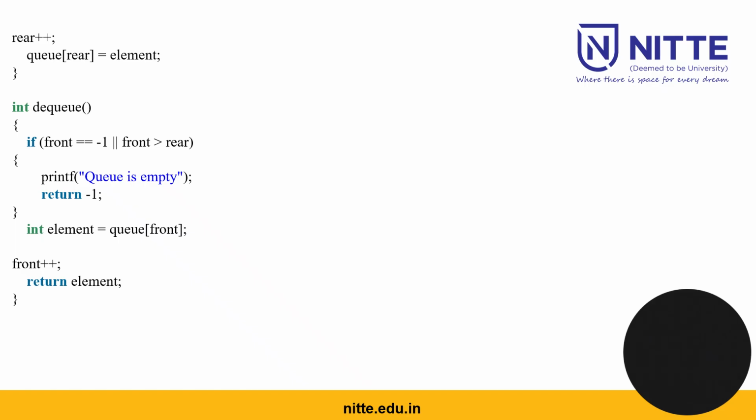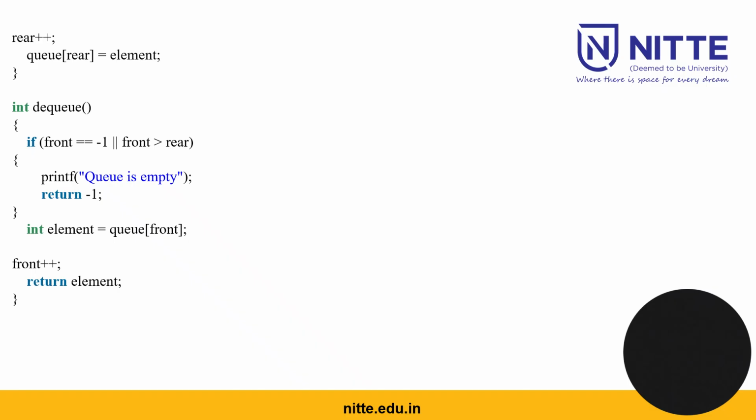Now if the queue is not empty, then we have to remove an element from the queue. So how will we remove an element? Which element will be removed? The front element of the queue will be removed. So we will write queue of front, and that element will be assigned to element. Then it will increment front, front plus plus. That means this element has been removed.